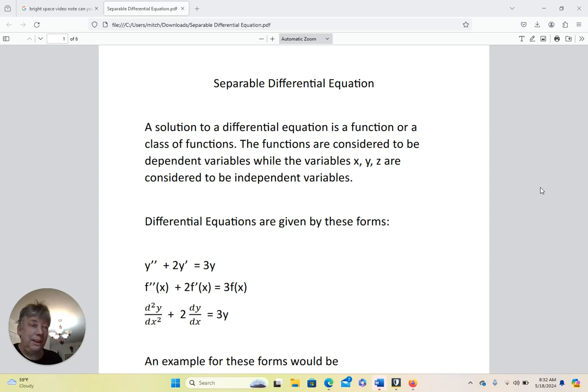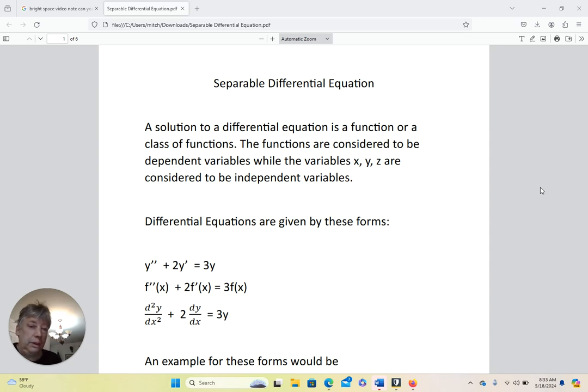So that's what I'm going to talk about today. I'm going to talk about separable differential equations in terms of cornbread. Before we do that, we should talk in general about what differential equations are.